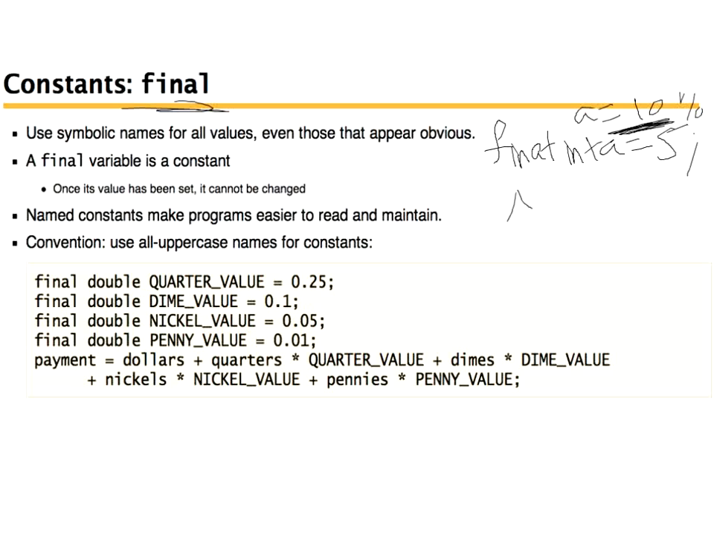For example, the pi is a fixed ratio. It's a given. It's fixed. It's 3.14. This is fixed. So you don't want anyone to change the value of pi, then you can use final. So no one can change it.